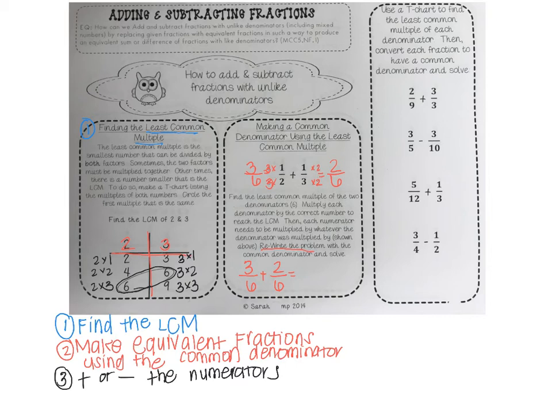If I'm going to add or subtract the numerators, let me ask you this. Am I adding the original numerators, the 1 and the 1? Or am I adding the numerators of the equivalent fractions, 3 plus 2? The equivalent fractions. Very good. I need to add 3 plus 2 of the equivalent fractions. You guys are going to make that mistake. Please be careful. So what is 3 plus 2? 5. The denominator stays the same.